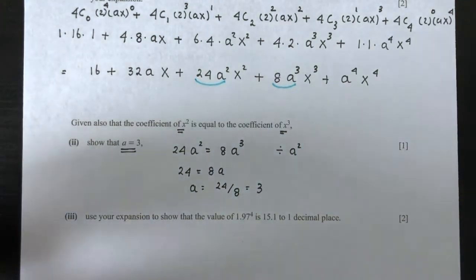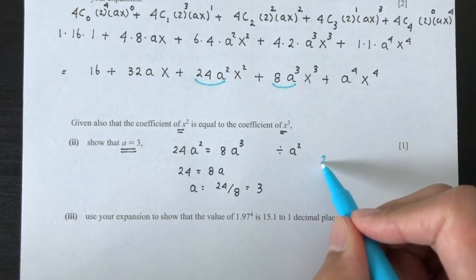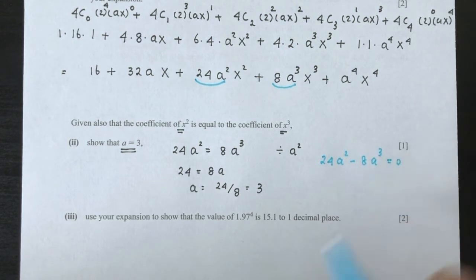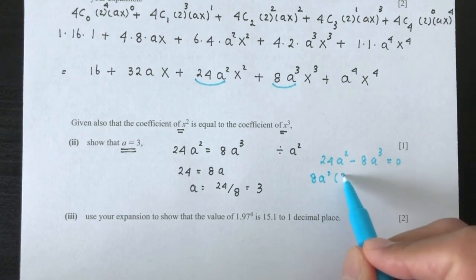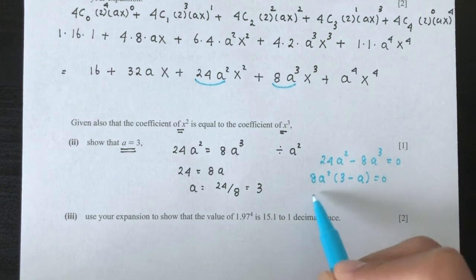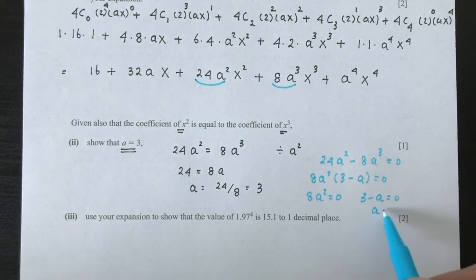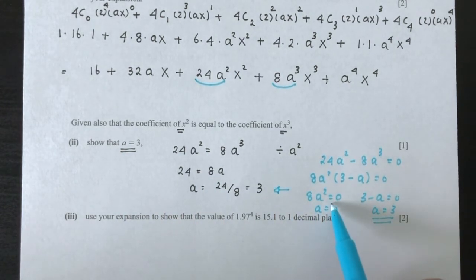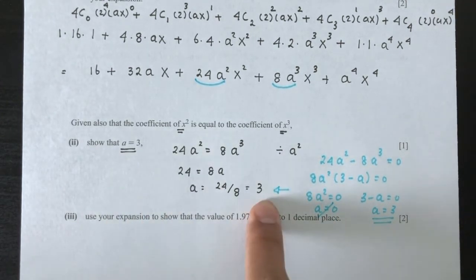Or the other way you can do this is you can just send everything to one side, you will have 24a squared minus 8a cubed equal to 0. Next step is to factorize outside. You will have 8 outside, a squared outside, you will have 3 minus a on the inside. So one value could be this equal to 0, or 3 minus a equal to 0. So a will be 3. That will be your answer, shown as required. This one will be 0, but you cannot take the value because a will not be 0 in this question. So shown as required.